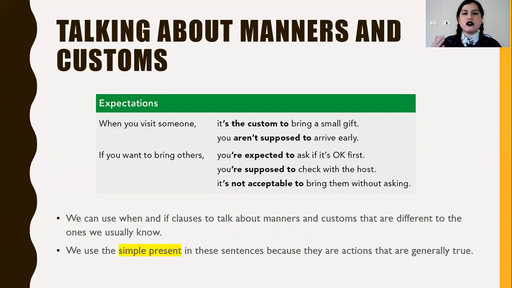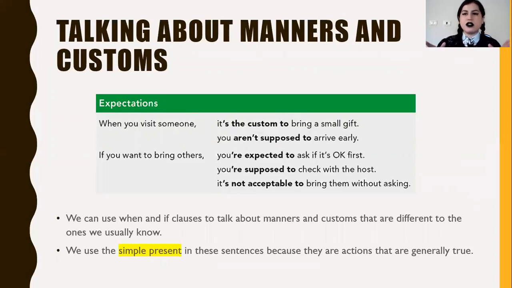So we can use some specific words to talk about manners and customs that are different to the ones that we usually know. We can use when and if clauses. At the beginning of a sentence, we can have when you visit someone, if you visit someone. So we can have all these ways to say the same sentence. And then we have the rest of the sentence on the custom and the manner that you're supposed to do. We use the simple present in these sentences because the actions are generally true.